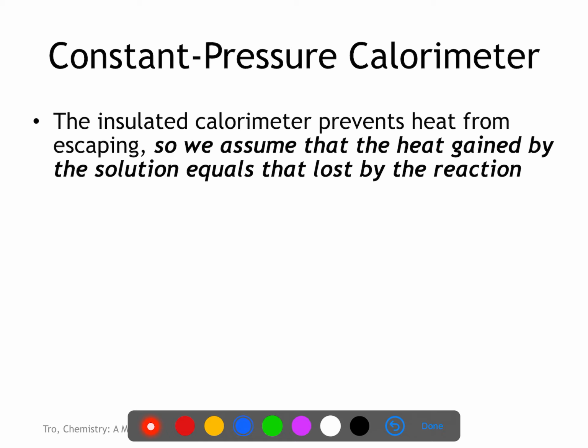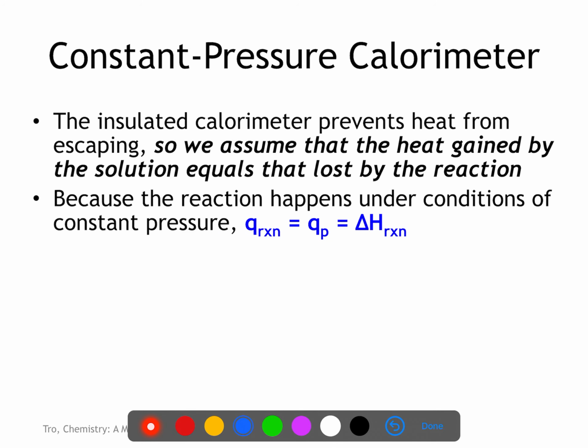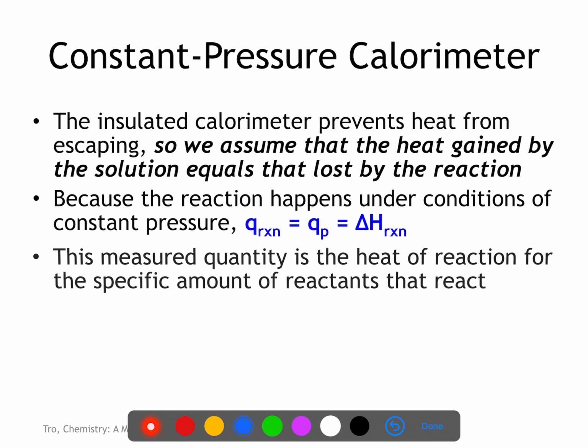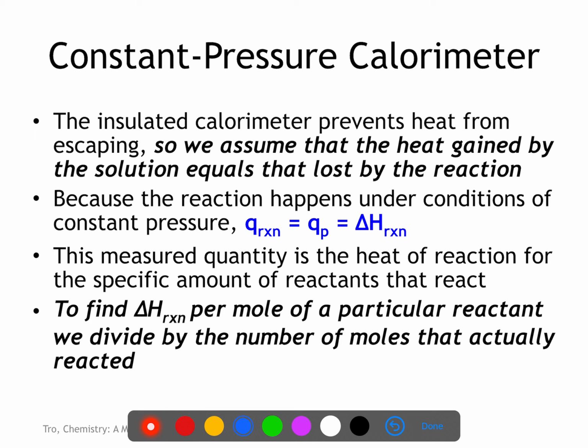The insulated calorimeter prevents heat from escaping. So we assume that the heat gained by the solution equals that lost by the reaction. Because the reaction happens under conditions of constant pressure, the heat of the reaction is equal to the ΔH, the change in enthalpy of the reaction. This measured quantity is the heat of reaction for the specific amount of reactants that react. To find the enthalpy of the reaction per mole of a particular reactant, we would then divide it by however many moles of what we're actually looking for.